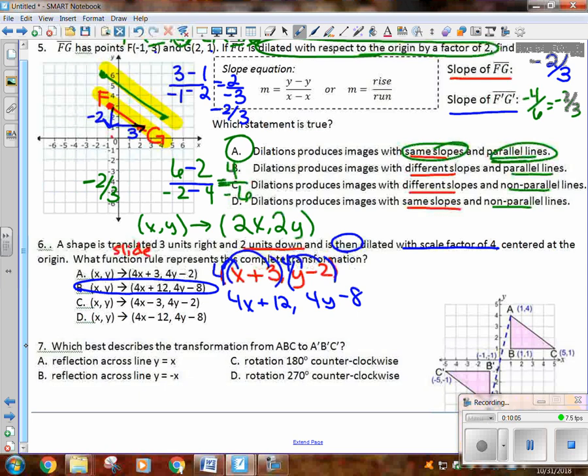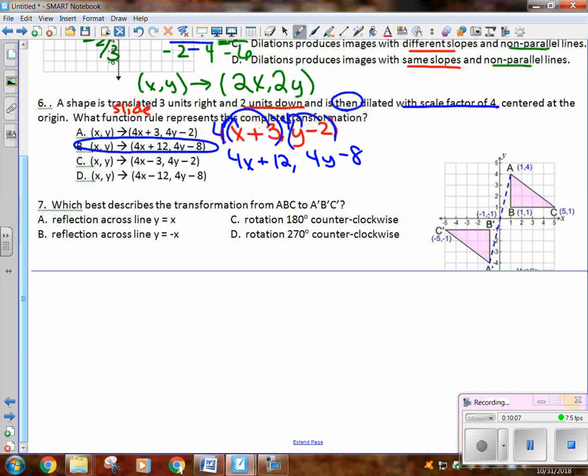Number 7. Which best describes the transformation of the triangle ABC to A prime, B prime, C prime? All right. If I look carefully, my picture is not just slid, so it is not a translation. Well, it's either giving me choices of reflection or rotations. If you'll remember, the line y equals x actually comes right up through here like this. It's like the y and the x are the same number, so it's like 0, 0, 1, 1.